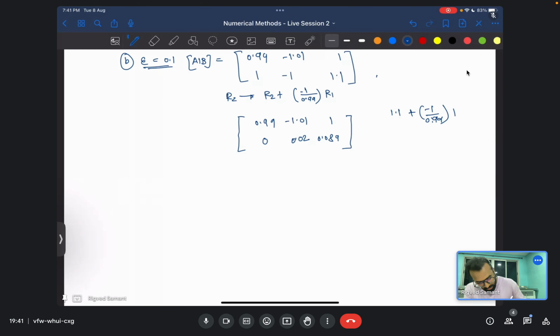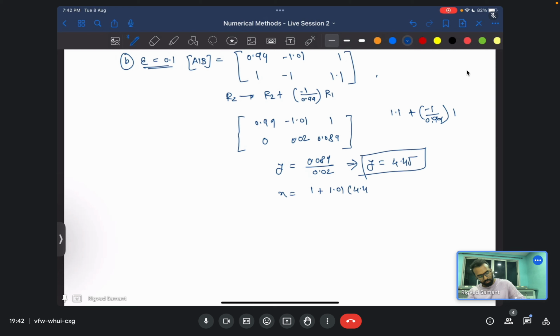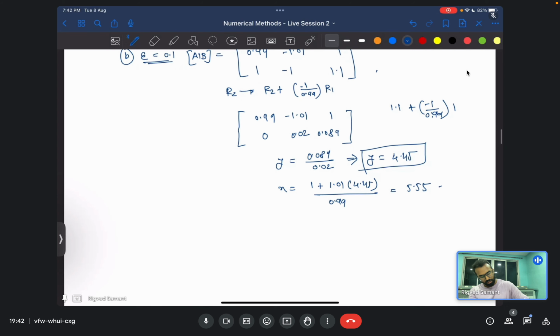So let's find out the value of x and y. So y would be 0.089 divided by 0.02. What is 0.089 by 0.02? 4.4949, 4.45 you can just say, right? x would be 1 plus 1.01 into 4.45 divided by 0.99. 5.595, 5.55 you can say. So this is your x.